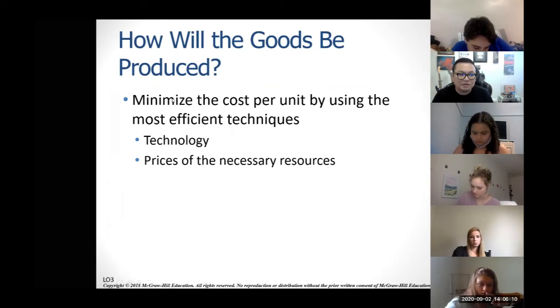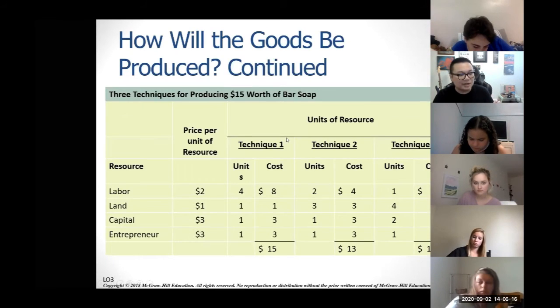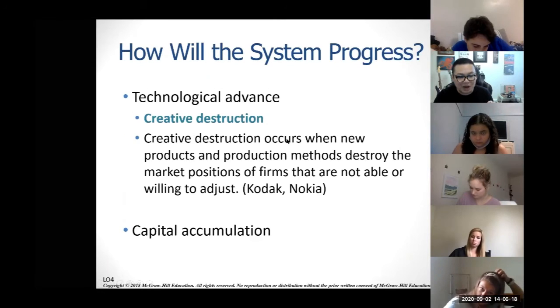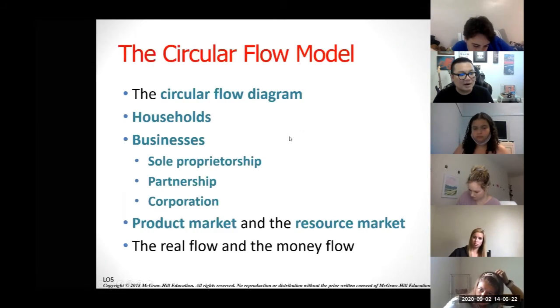And how will the goods be produced? Again, let's talk about technology and the necessary resources. We're going to talk about the details of each of these things in the following chapters, so I'm not going to spend more time right now. You don't need to worry about these things.